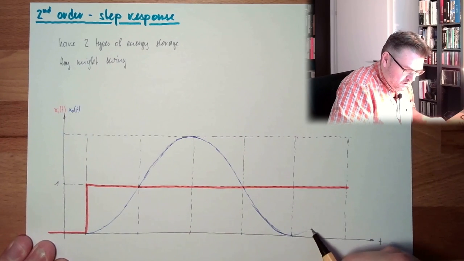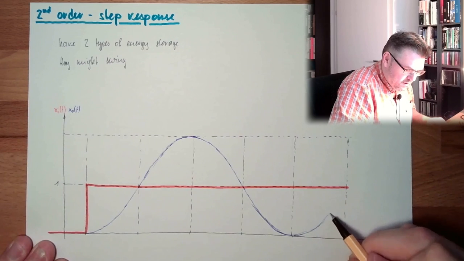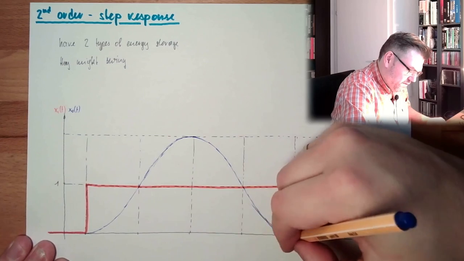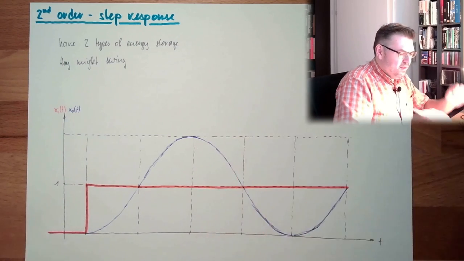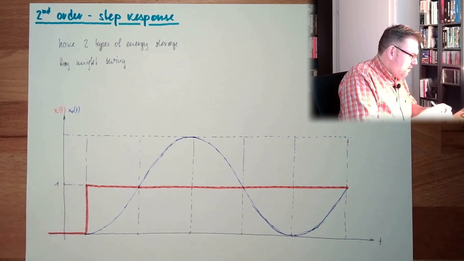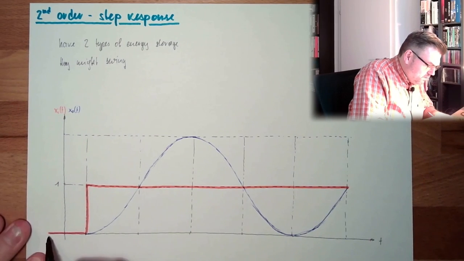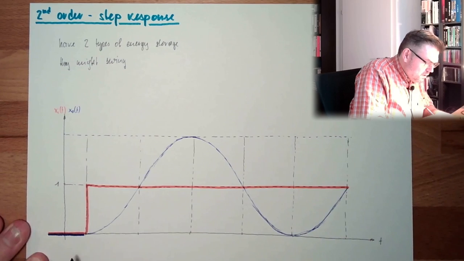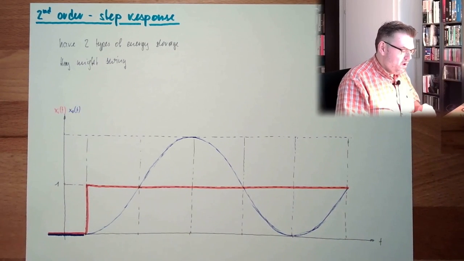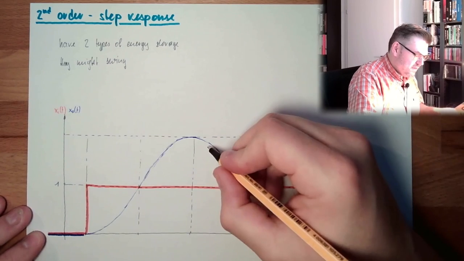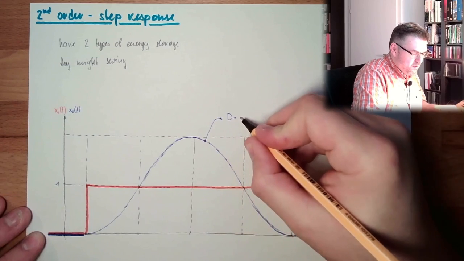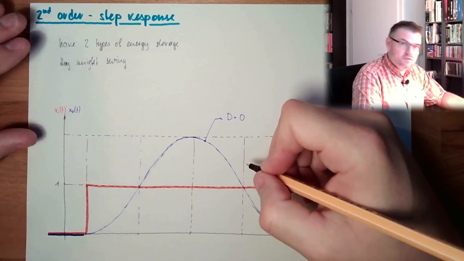And then this is now a swinging. It will swing with a sine wave. That's the theoretical behavior. Here we are always zero. This is the theoretical behavior if damping is zero. Okay, we have a certain frequency. So this is damping equals zero. Damping factor equals zero.